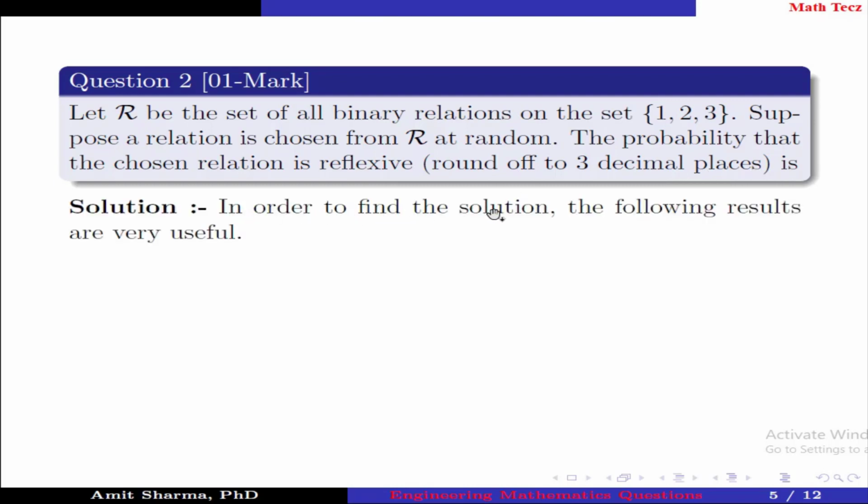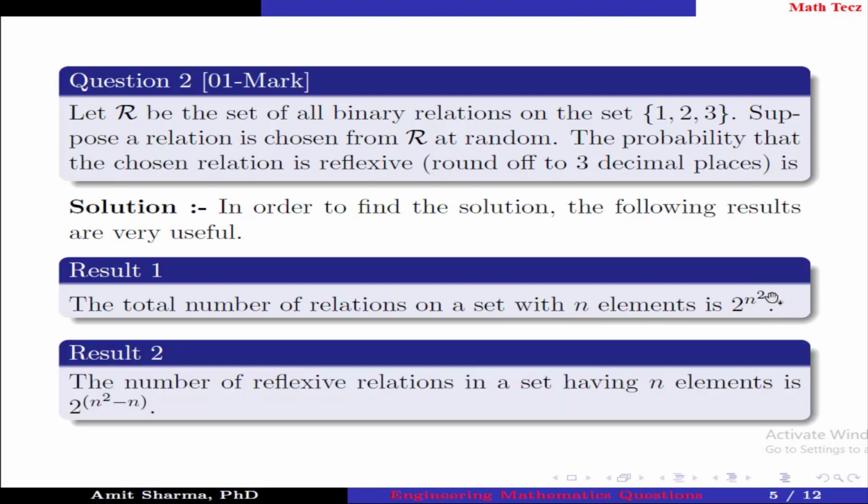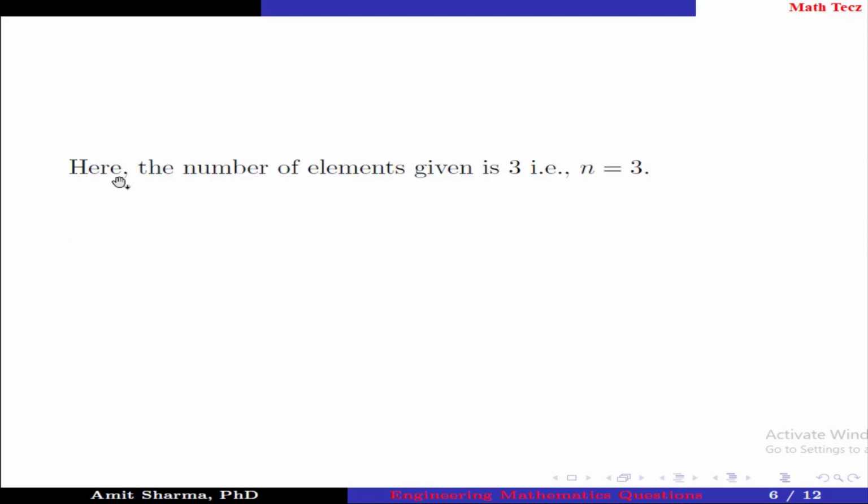In order to find the solution, the following results are very useful. Result number 1, the total number of relation on a set with n element is 2 to the power n square. Result number 2, the number of reflexive relation in a set having n elements is 2 to the power n square minus n. Here, the number of element given is 3, that is n equal to 3.